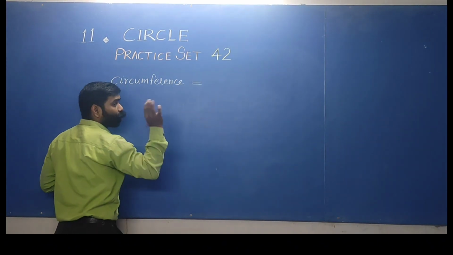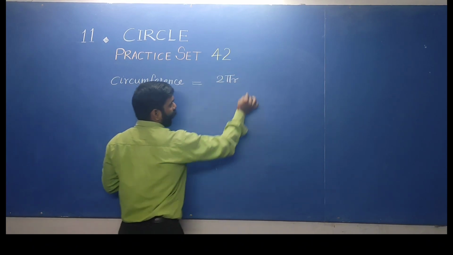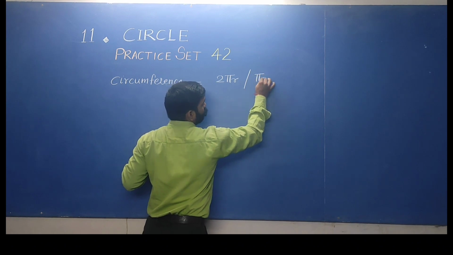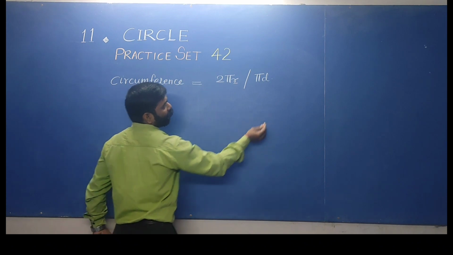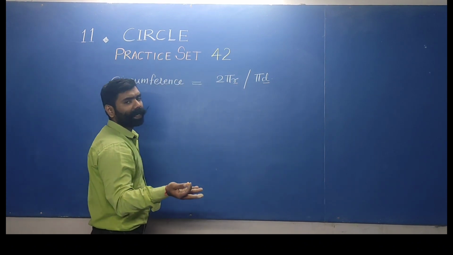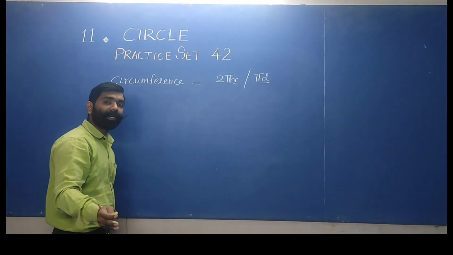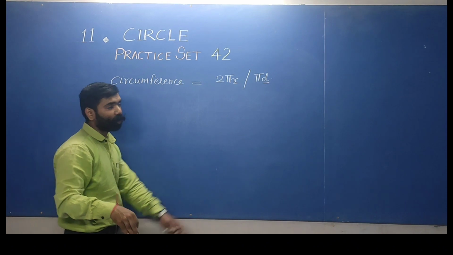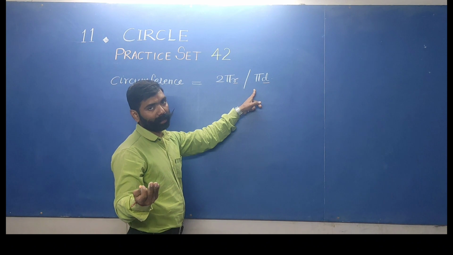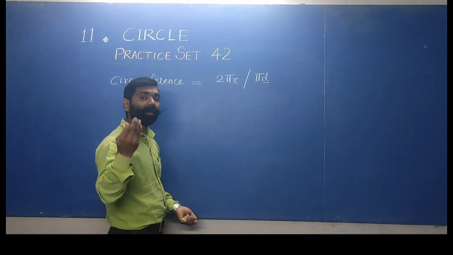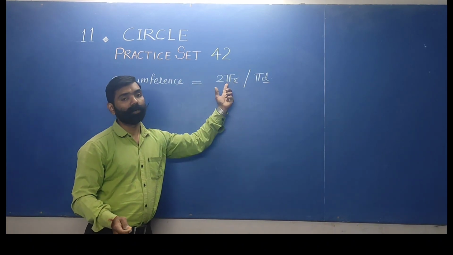So we have two formulas for it. The first formula is 2 pi r and the second is pi d. If we have been given the radius, we put 2 pi r. If we have been given the diameter, we directly use the formula pi d. Both formulas are correct. If you have been given the diameter, you can take out the radius as well if you don't remember this formula, and if you have been given the radius, you can take out the diameter. Diameter is double the radius and radius is half the diameter. So we can easily utilize both formulas.